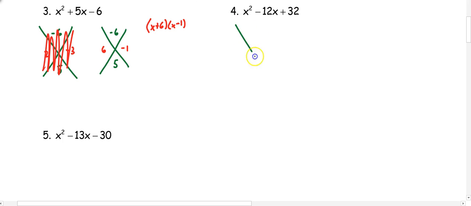In number 4, I need numbers that multiply to 32 and add to negative 12. So if I'm multiplying to a positive but adding to a negative, I'm going to need two negative numbers. So two numbers that multiply to 32 are 4 and 8, so we're going to make both of those negative. Those do add to negative 12, so we would have x minus 4 times x minus 8.